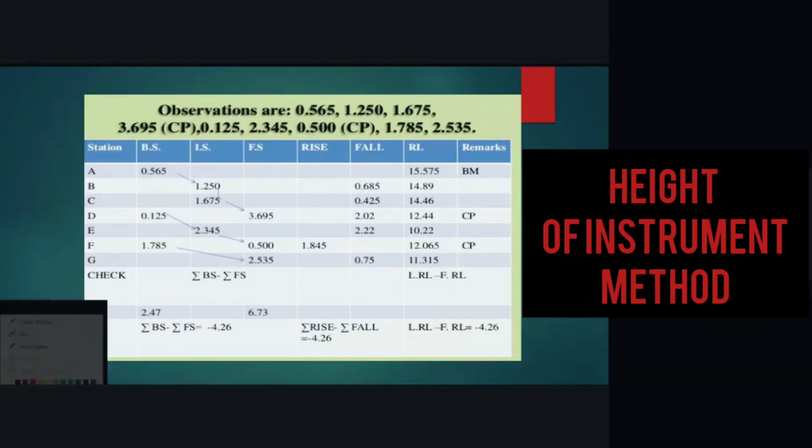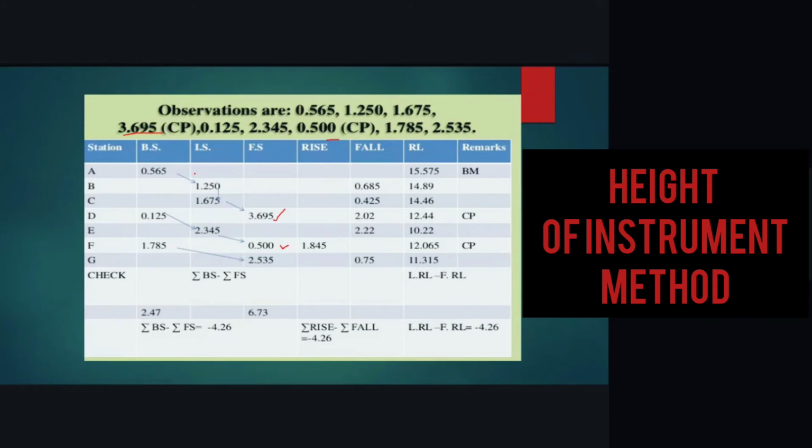So this is the same problem as the previous one. So the values are written accordingly. The fourth reading is the change point, so it is written here in the foresight side. The seventh reading is the change point, so it is written in the foresight side reading, and the rest is the same. This is rather a simpler method.